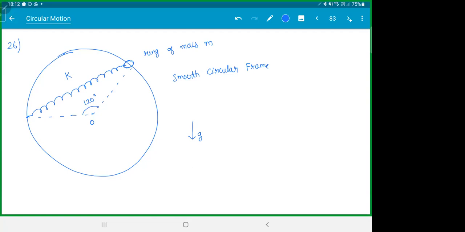So this bead can slide. This is a ring which can slide freely, a ring of mass m. The radius of this thing is R, and the natural length of the spring is R.